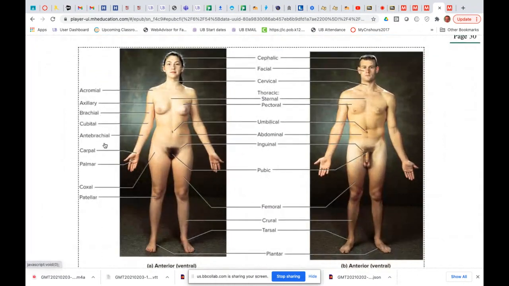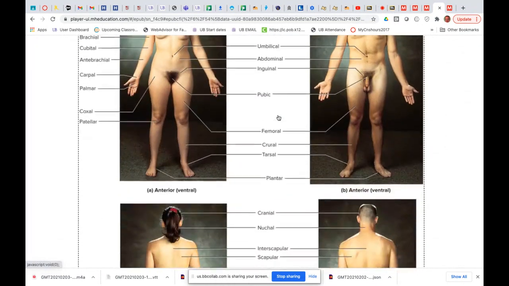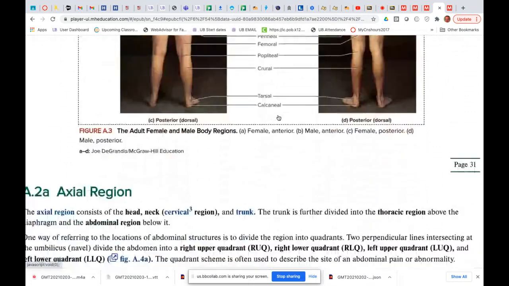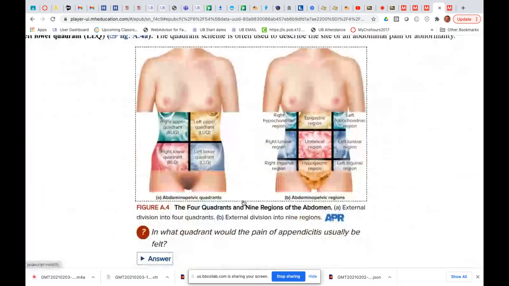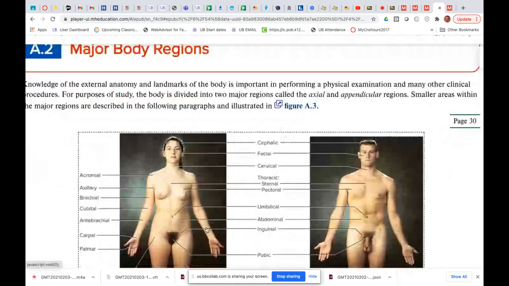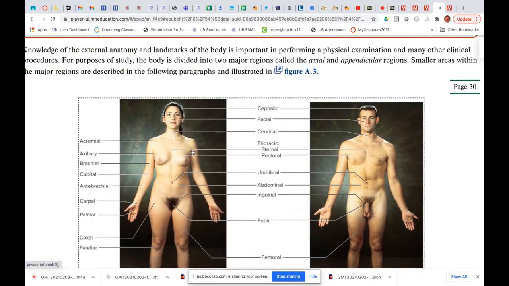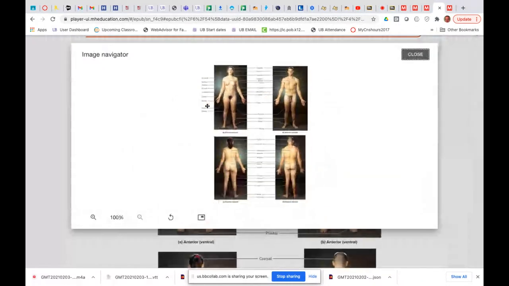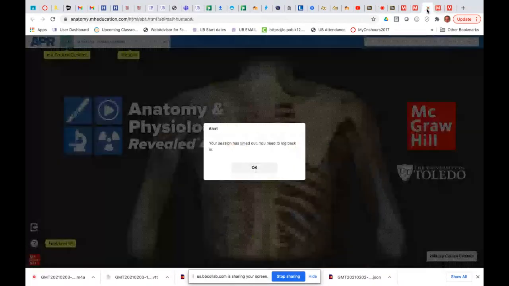Okay, make sure you go through these. I'm going to cover some of these tonight on the PowerPoint, but there's lots that will pop up on the lab that come from this. So make sure you feel comfortable with these regions. This is all Atlas A. Okay, let's go back.